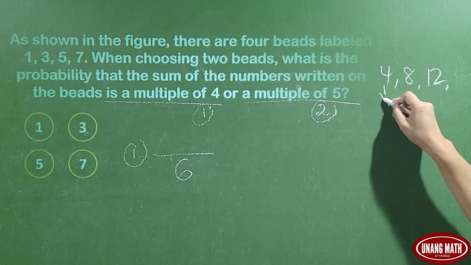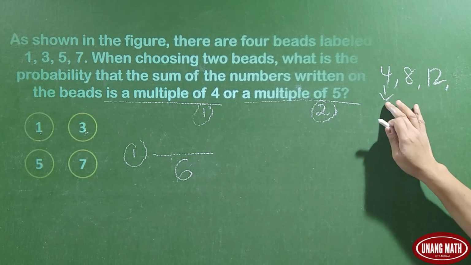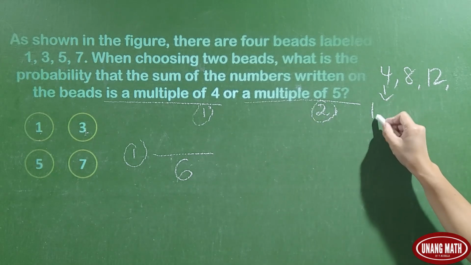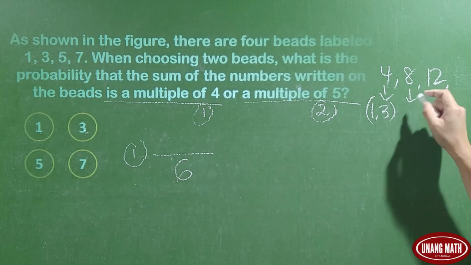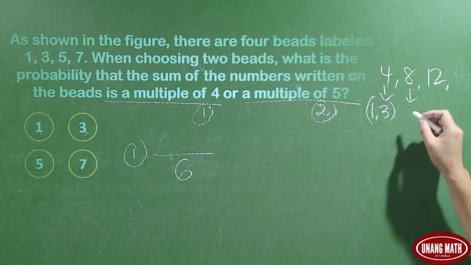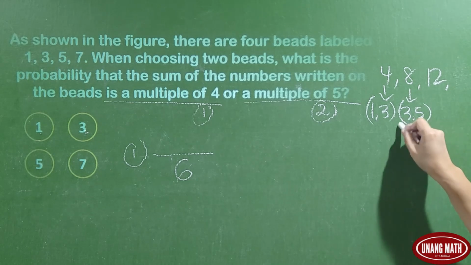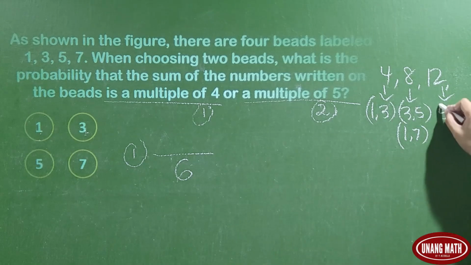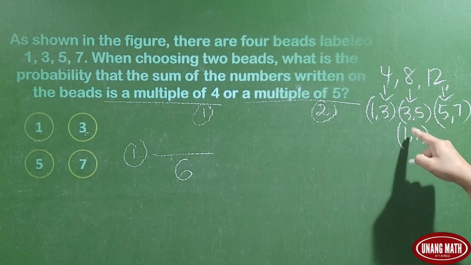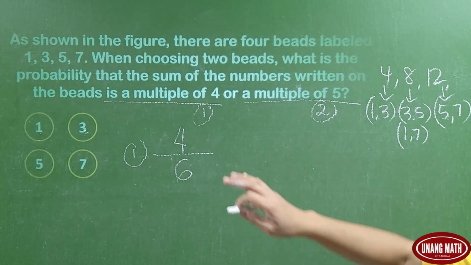For 4, we have 1 and 3. What about 8? If it's 8, then we have 3 and 5. We also have 1 and 7. For 12, 5 and 7. So it means we have 4 favorable outcomes. So 4 over 6 would be our probability for the first event.